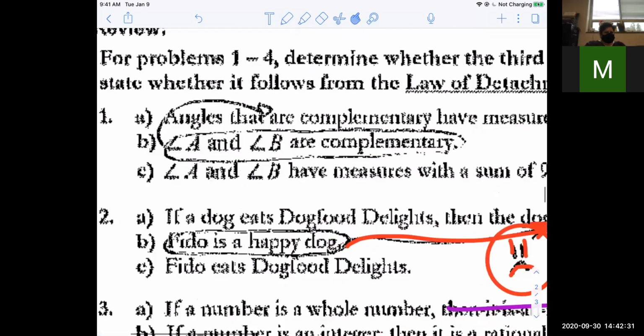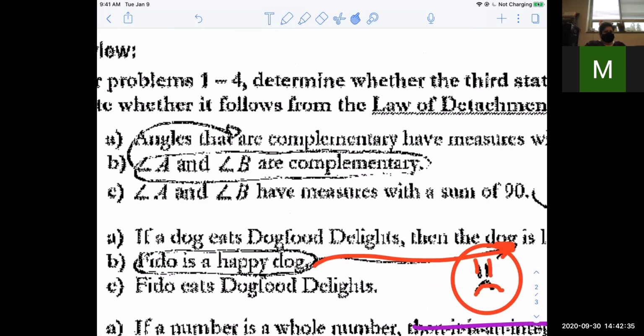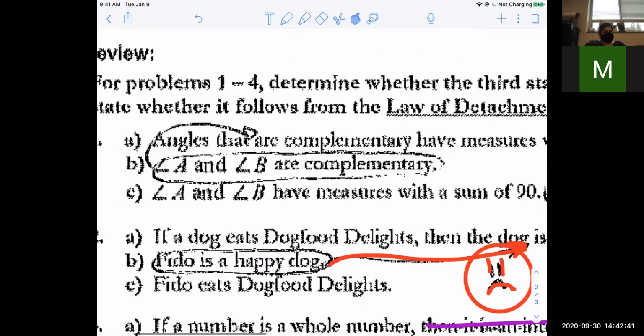All right, let's talk through these. The first one: angles that are complementary have measures with a sum of 90. Angle A and angle B are complementary. Therefore, angle A and B have measures with a sum of 90. Is that valid? No.